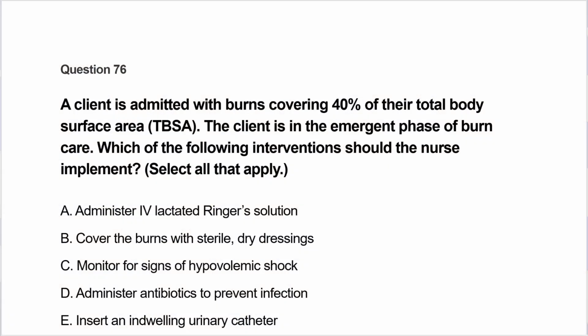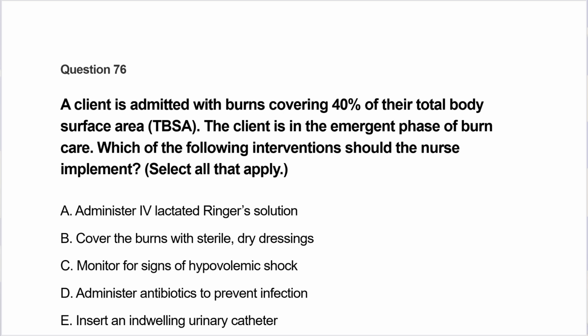Questions 76 to 80. 76. A client is admitted with burns covering 40% of their total body surface area, TBSA. The client is in the emergent phase of burn care. Which of the following interventions should the nurse implement? Select all that apply.